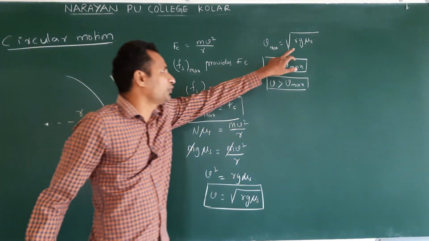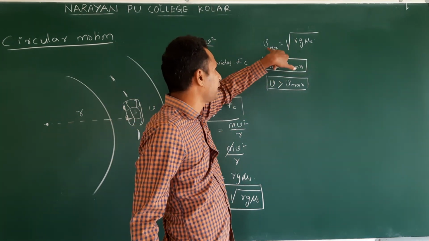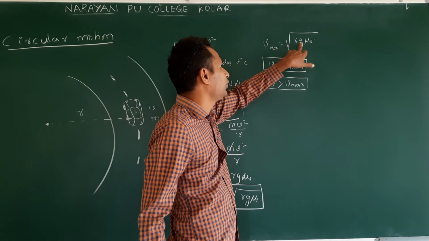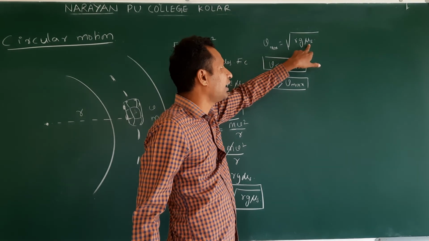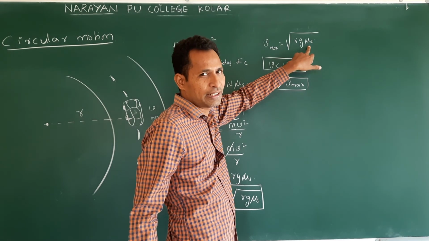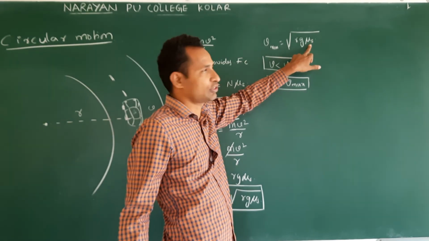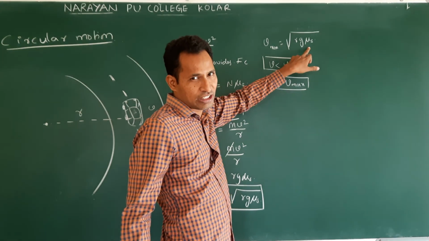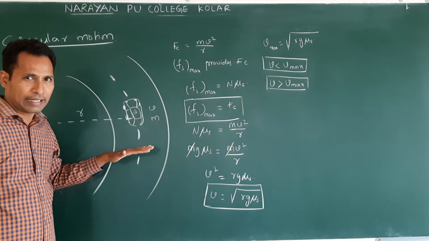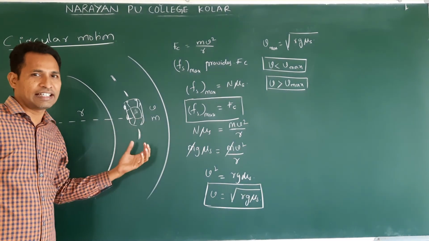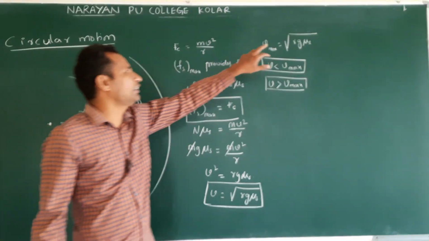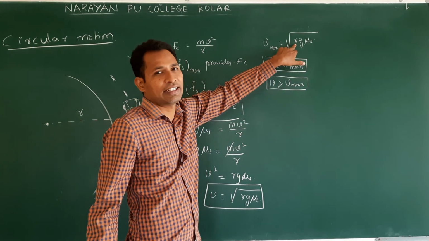So the g value we cannot change. To change V max, V max depends on mu s and R. Mu s, as already mentioned, depends on the nature of the contact surfaces. What are the contact surfaces on the road? That is the tar road and the tires. Vehicle tires and tar road are the same for all vehicles. Am I correct or not? So only V max depends on the radius.